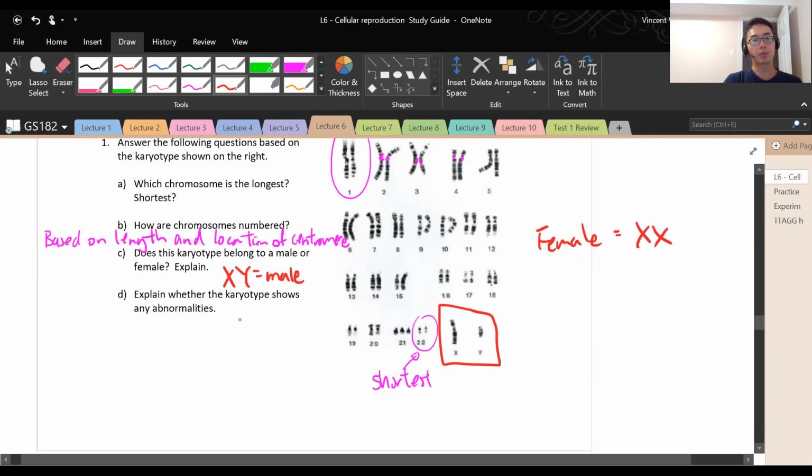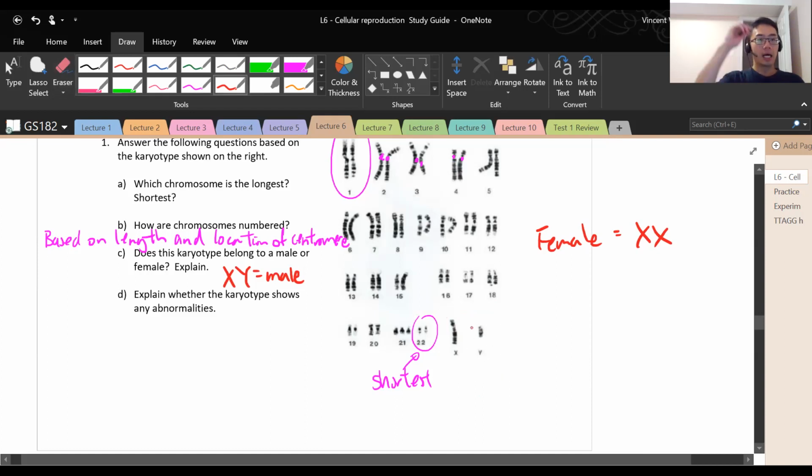Explain whether the karyotype shows any abnormalities. Does anybody see anything strange in this karyotype that shouldn't be there? How can you tell which one is X, which one is Y? I mean, you cannot really tell, but it says right here, X and Y. That's how you can tell. If I don't label it, then you can't really tell, other than the fact that Y is a lot shorter than the X. If they're side by side, and I tell you there is a sex chromosome, then you know the Y is a lot shorter.